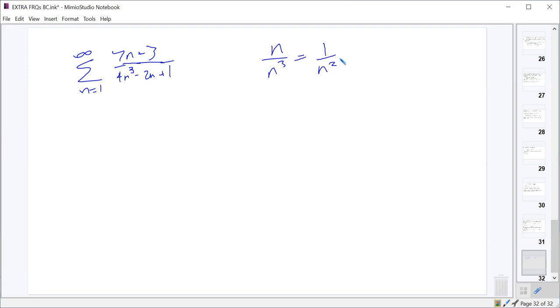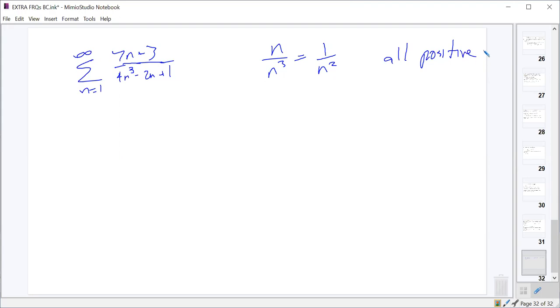And, you know, we have to have all positive terms. And so if we're looking at values of n, as long as n is greater than 1, which it is, right? This is going to be 4 minus 2 plus 1. That's positive, and the numerator is going to be positive. So we know these are all positive terms. We know that 1 over n squared has all positive terms.